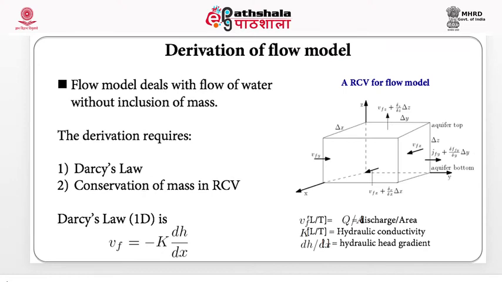As you can see in the figure, water is flowing from the left end, that is Vfy, towards the right face of the RCV, which equals the amount of water flowing in from the left end plus the accumulated water, that is Vfy plus dVfy divided by dy times the space covered, delta y. This is also the case in the x direction and in the z direction. So this is basically our flow model.